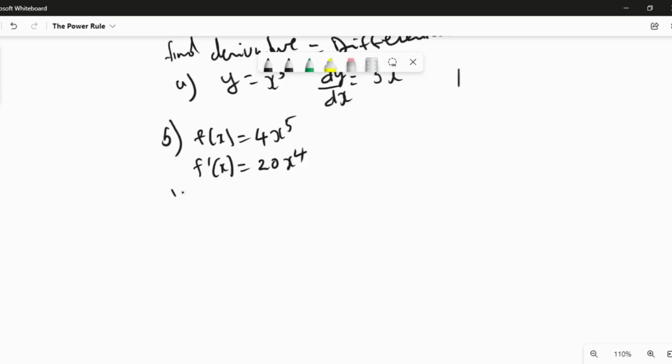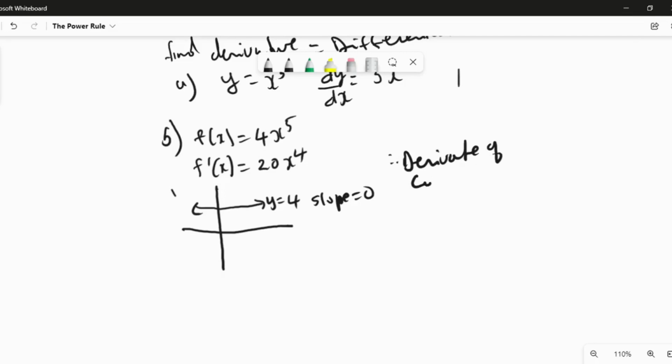And we can say derivative. If I had a line, y equal to 4, the slope of this line is 0. It's a horizontal line. Therefore, if I'm given a constant, since slope of tangent, slope means derivative, the derivative of a constant is always 0. So here the slope is 0. Therefore, the derivative of a constant is 0.